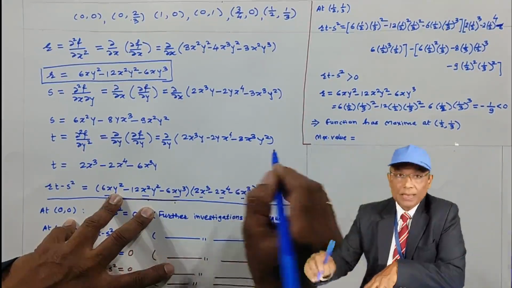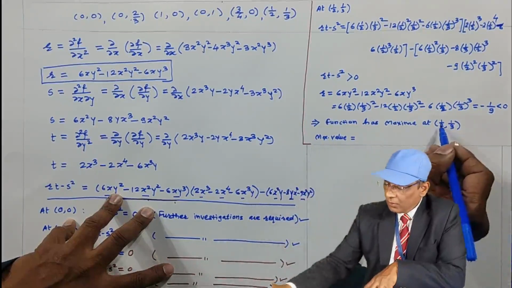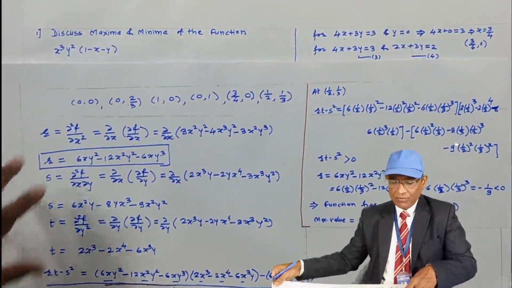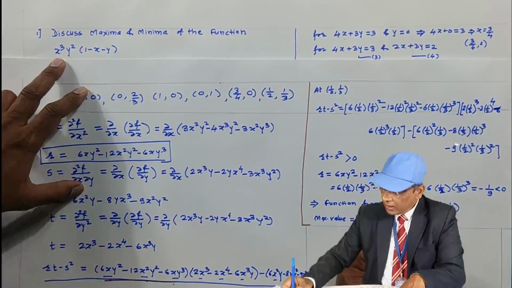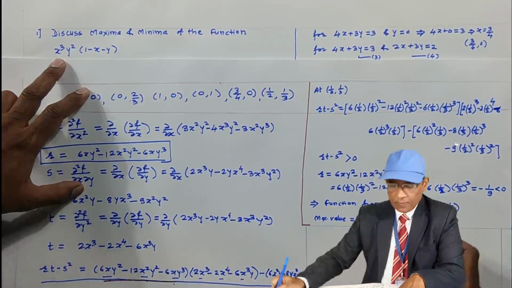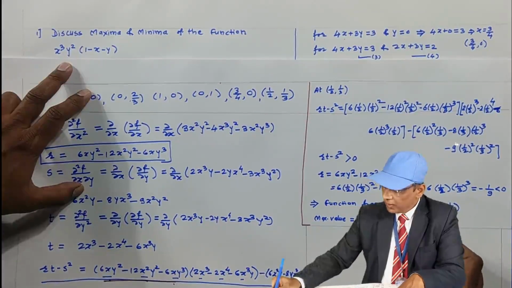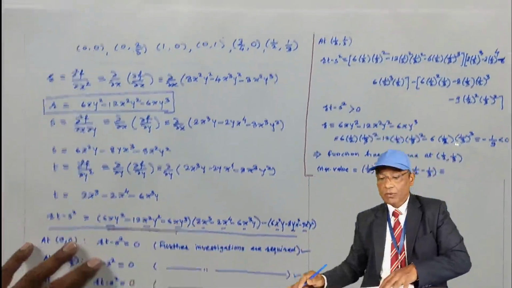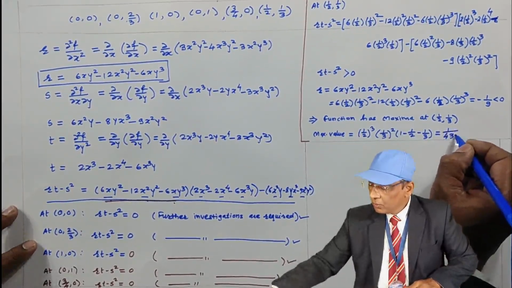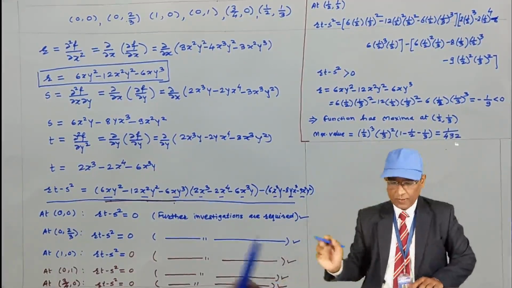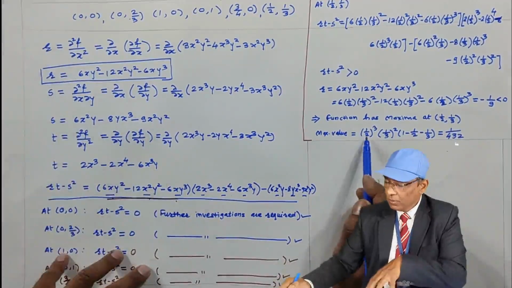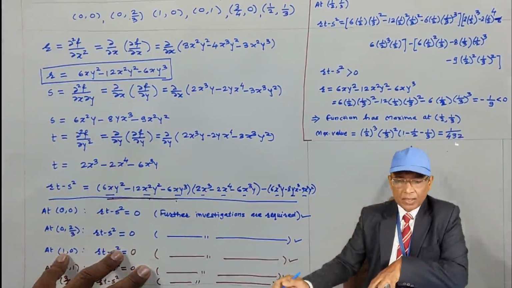So for the maximum value, put x equal to 1 by 2 and y equal to 1 by 3 in the given f. What is f? F is this. The maximum value is calculated as 1 by 2 cube, 1 by 3 square, 1 minus 1 by 2 minus 1 by 3. If you solve this, 1 by 432 will be the maximum value of the function x cube y square in bracket 1 minus x minus y. In this way we have solved this problem.